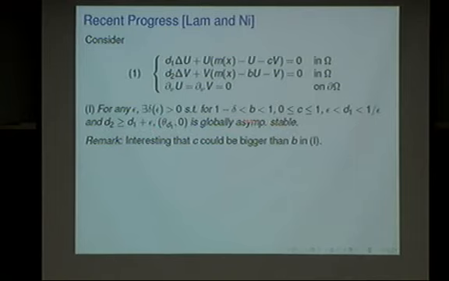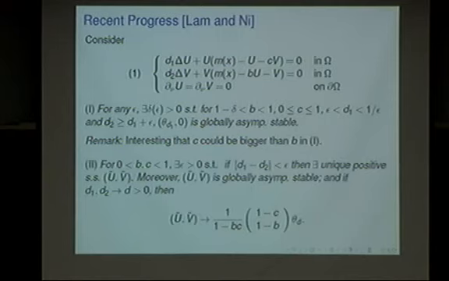Okay. But given that, I will draw a picture later, but I want to present the second result, which is in some sense complementary to this, which complements this result. In here we are talking about given epsilon, and we vary B, C. Here we are talking about fixed B, C. Then there is an epsilon positive such that if D1 and D2, the difference is less than epsilon, then there is a unique positive steady state U tilde V tilde, which is globally asymptotically stable.